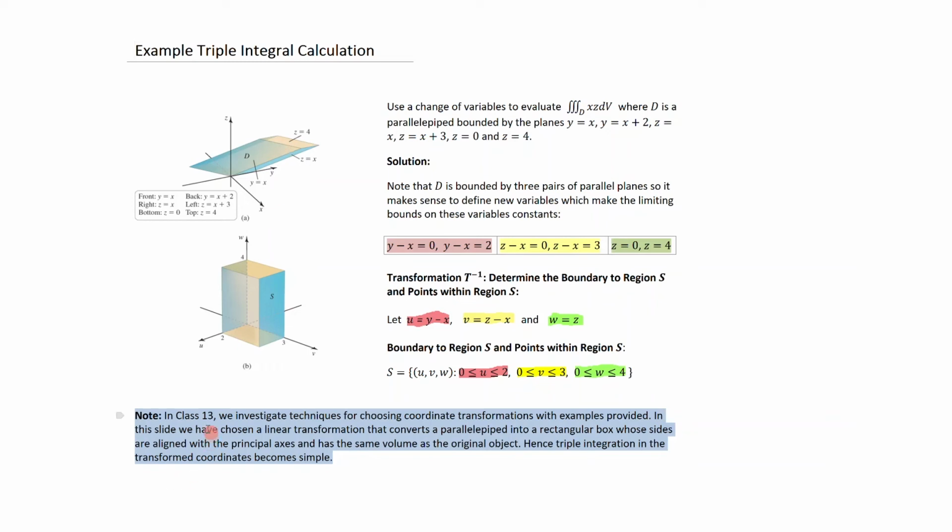Just a note, in class 13, we investigate techniques for choosing coordinate transformations with examples provided. As I said, in this slide, we've chosen a linear transformation that converts a parallelepiped into a rectangular box whose sides are aligned with the principal axes and has the same volume as the original object. Hence, triple integration in the coordinates becomes very simple. That was basically the objective: to get it into a shape or form which is easily recognizable and can be integrated in one go.